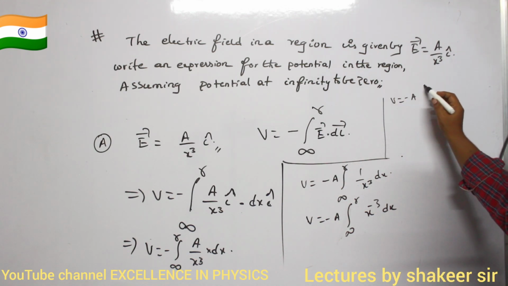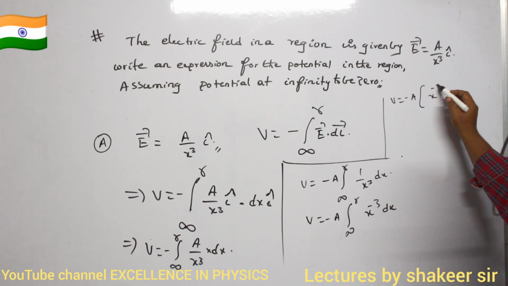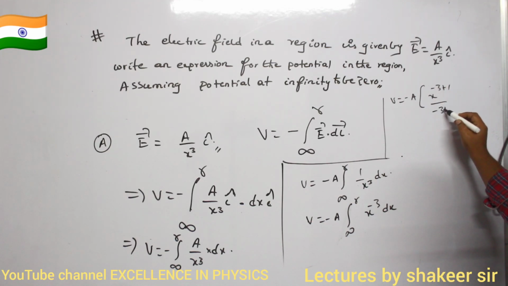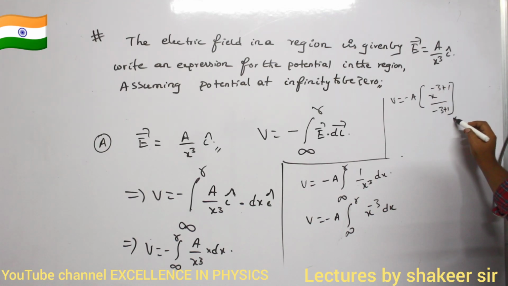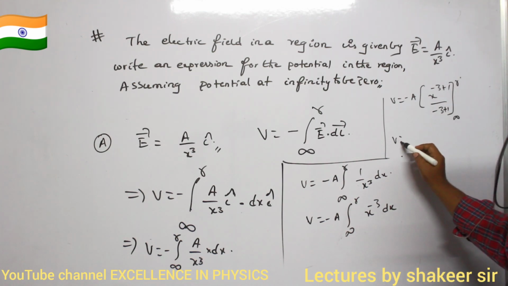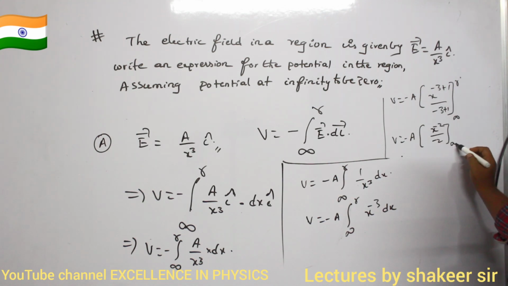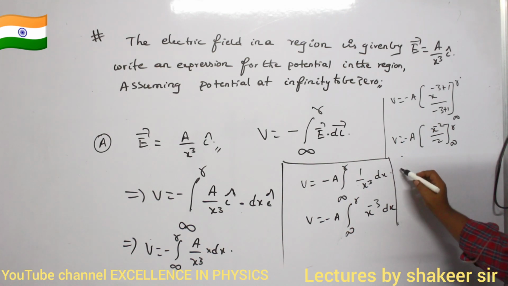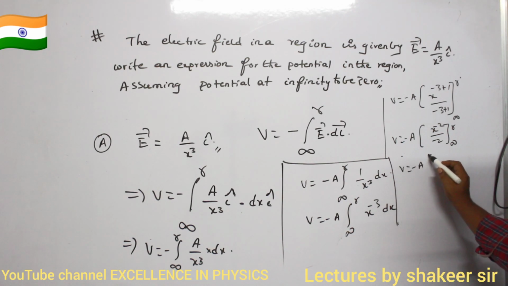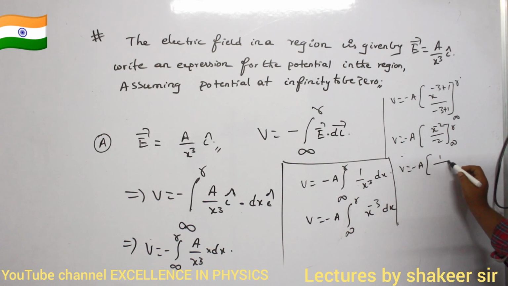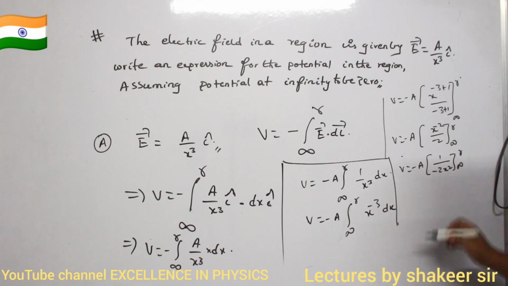So minus A, x power minus 3 plus 1 divided by minus 3 plus 1, limits applied from infinity to r. So V is equal to minus A. How much is this one? x power minus 2 divided by minus 2, limits applied from infinity to r. Clear now? So V is equal to minus A into 1 by minus 2 x square, limits applied from infinity to r.